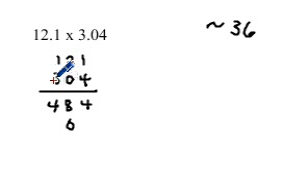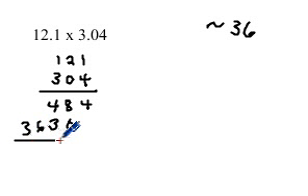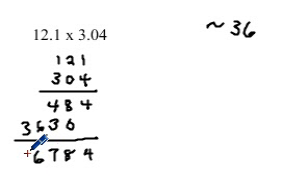But I can do my next row right here. 3 times 1 is 3. 3 times 2 is 6. And 3 times 1 is 3. Then I need to add those together. 4 plus 0 is 4. 8 plus 0 is 8. 4 plus 3 is 7. 6, 3. Now I have to put my decimal place back into my answer.